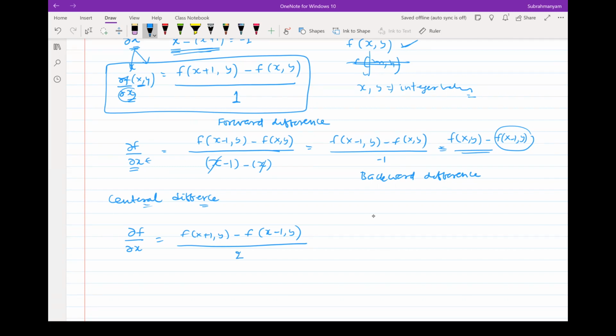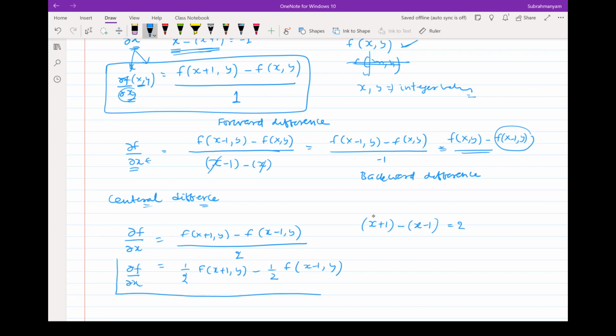Correct. See, you are taking x plus 1 here. What is your dou x now? It is x plus 1 minus of x minus 1, which is equal to 2. So this is equal to 1 by 2 into f of x plus 1 comma y minus 1 by 2 into f of x minus 1 comma y.